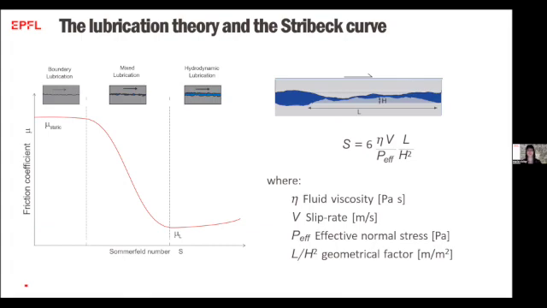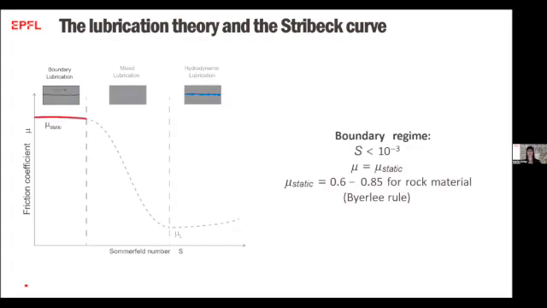And this, depending on this Sommerfeld number, the dynamic friction coefficient can strongly drop and reduce the friction coefficient. In particular, under boundary condition, the load is mainly supported by the asperitic contact, so solid-solid contact, and the Sommerfeld number is lower than 10⁻³. And in this case, the dynamic friction coefficient is almost equal to the static friction coefficient.